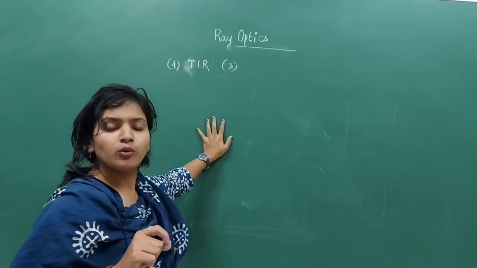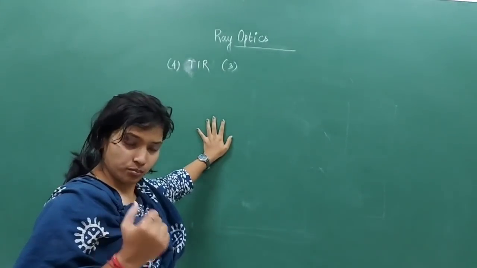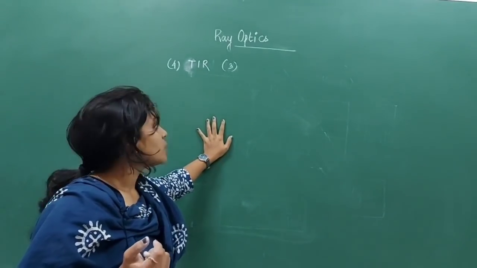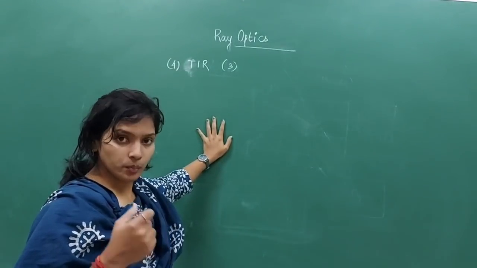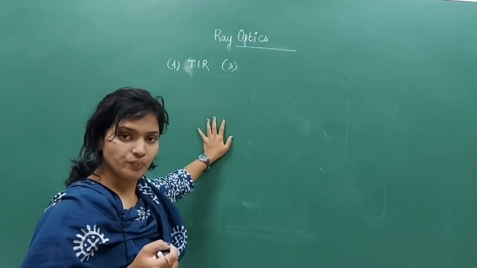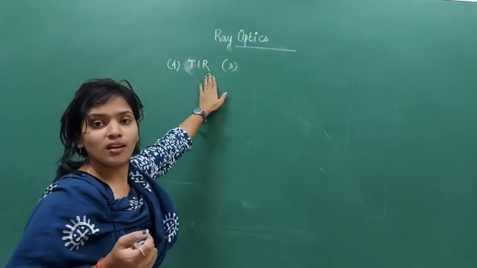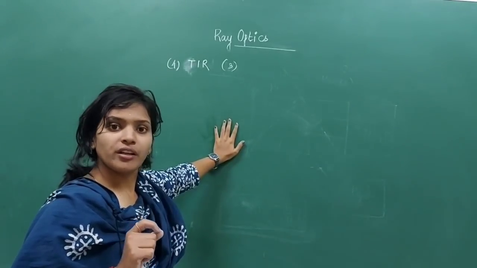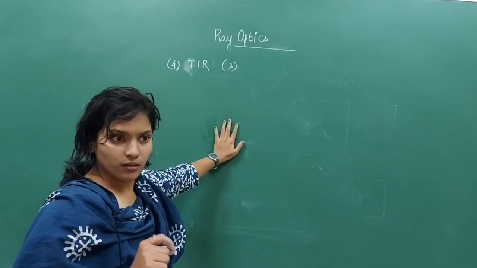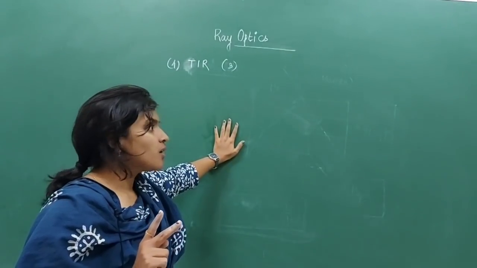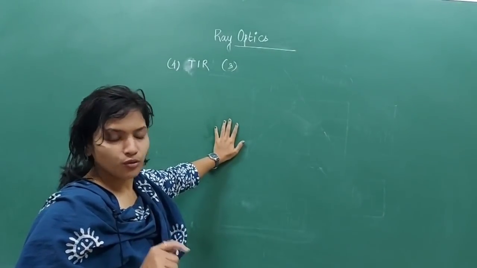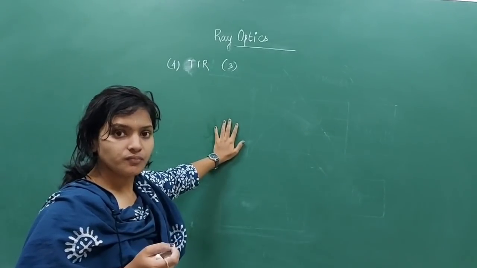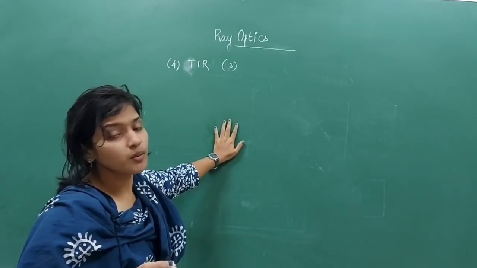When a ray of light goes from one medium to another medium but doesn't cross the medium and reflects back into the same medium, the refracting medium behaves as a reflecting medium, and this is known as total internal reflection. Total internal reflection happens for two conditions only: the ray goes from the denser medium to the rarer medium, and the angle of incidence in the first medium is greater than the critical angle.